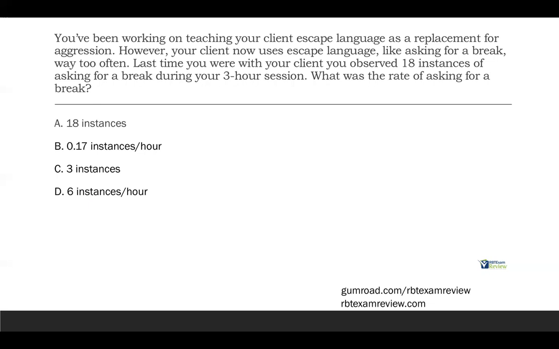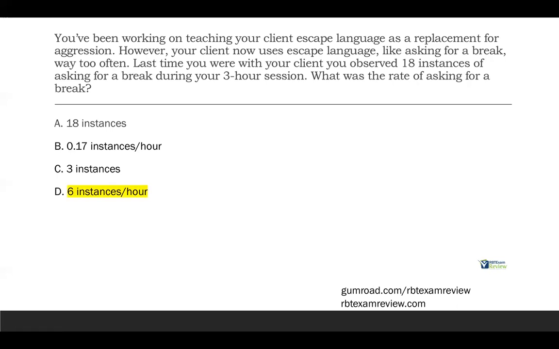What is rate? Rate is simply frequency over time, right? So once you have your frequency, you have your count. You've counted the number of instances of asking for a break, which is 18. To get rate, you just add a time component. So you have 3-hour sessions, okay? So how are you going to find rate? Well, you're going to put 18, which is your frequency, divided by 3, which is your time. And what do you get? You get 6 instances per hour.